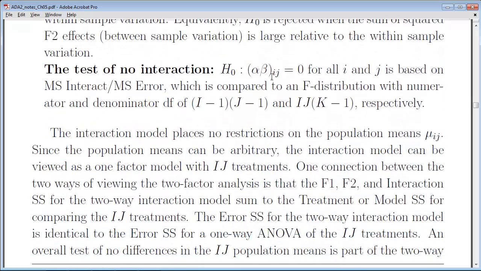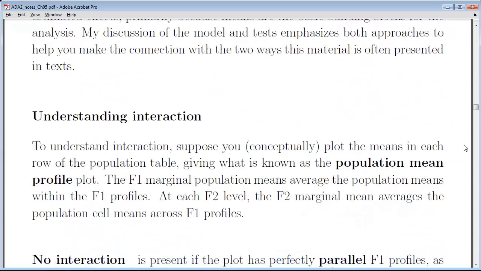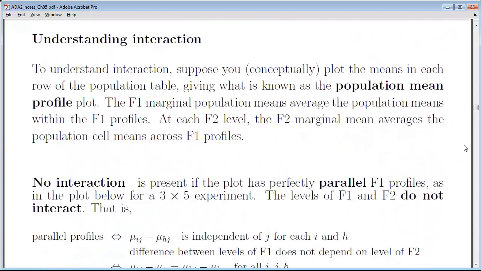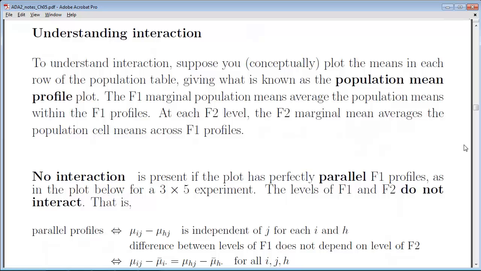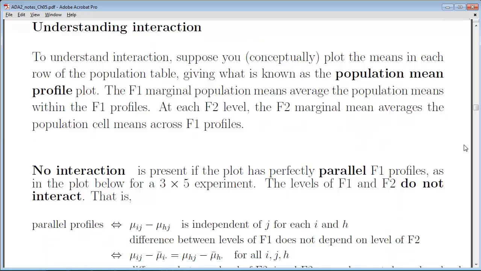And in this case, we're going to have I minus 1 times J minus 1, so that's 2 by 3, 6 different interaction terms, and we're asking whether all of those are equal to 0 in the insecticide example. All right, so go ahead and read through that. I want to show you some pictures of interaction.